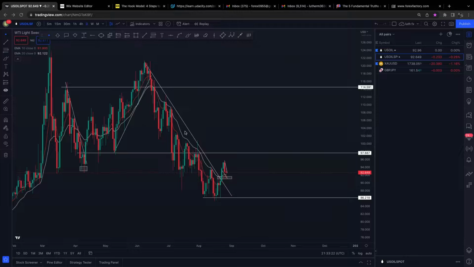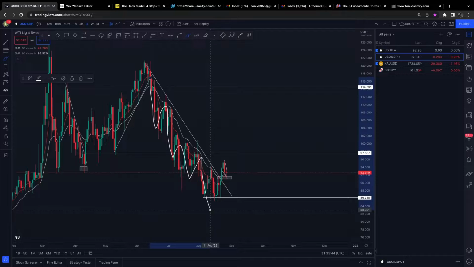So let's just get right into it, right? Looking at the price action on the daily time frame on USOIL, we can clearly see the market has been in a downtrend for some time, right? We can see the market forming a series of lower lows and lower highs, lower low, lower high, lower low, lower high, lower low, right? The market has clearly been in a downtrend.